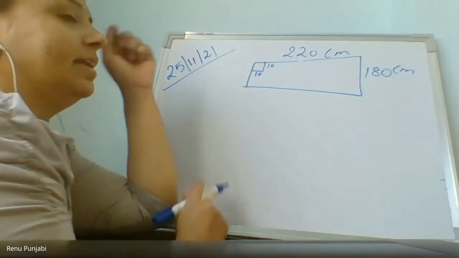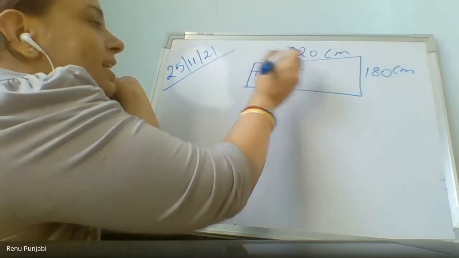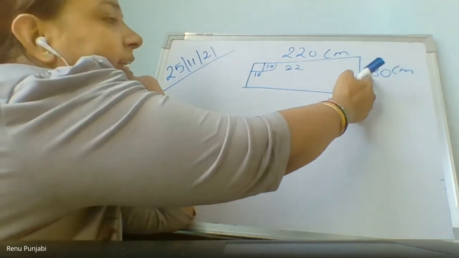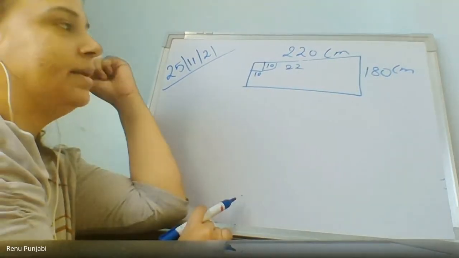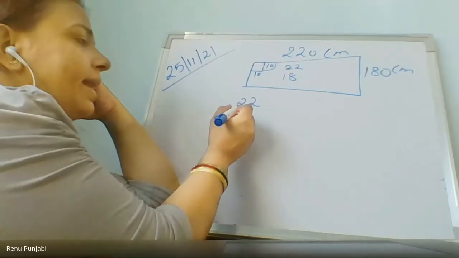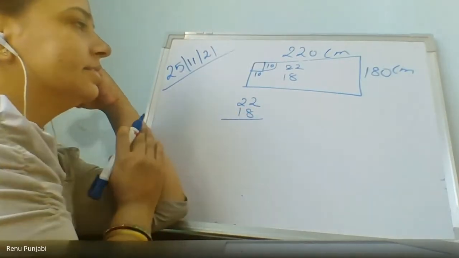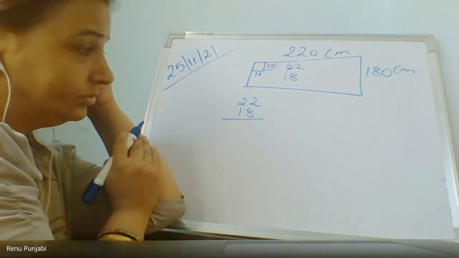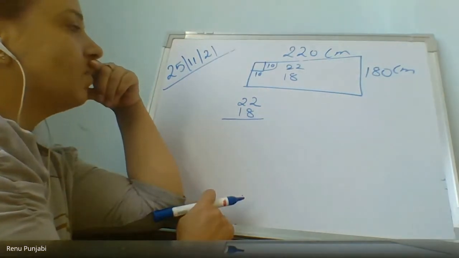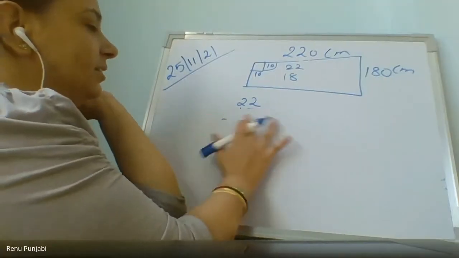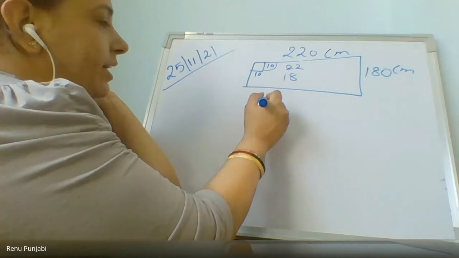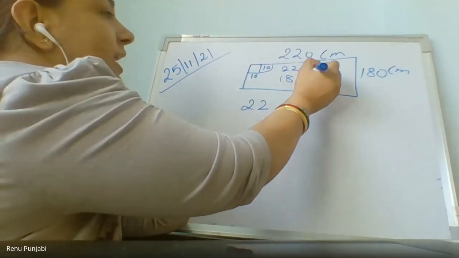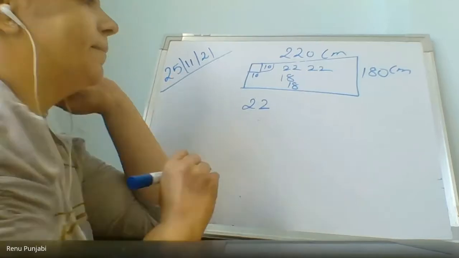220 divided by 10, 22. So 22 tiles in the lengthwise, and 180 in the breadth. So how many in the breadth? 18. So 22 and 18. So plus them. Ma'am, 40. Sorry. Ma'am, 40. 22 here, 22 in the length and 18 in the breadth.